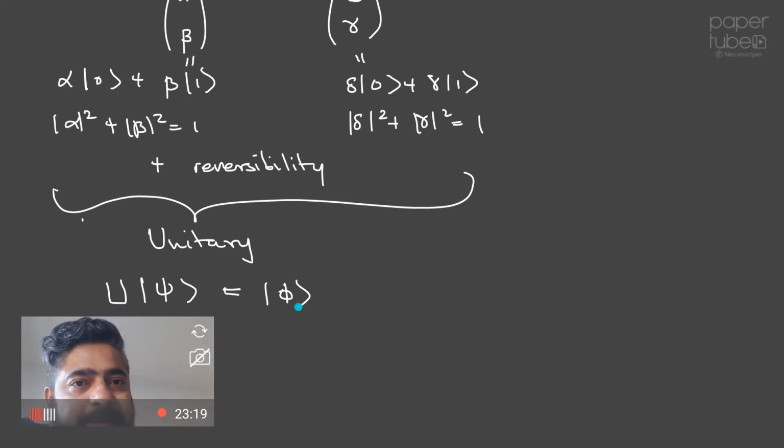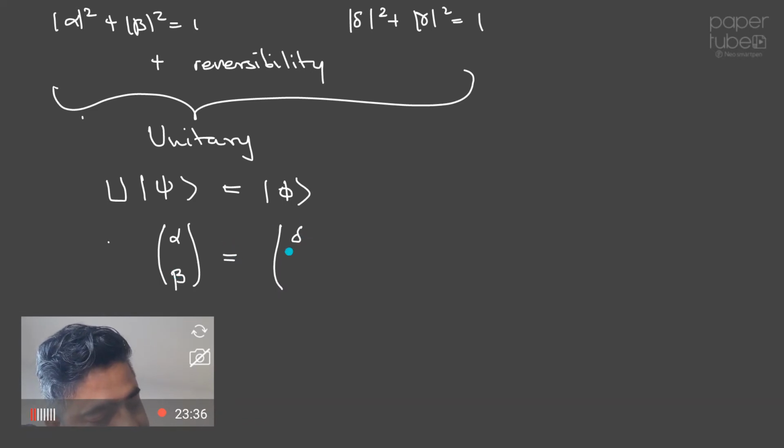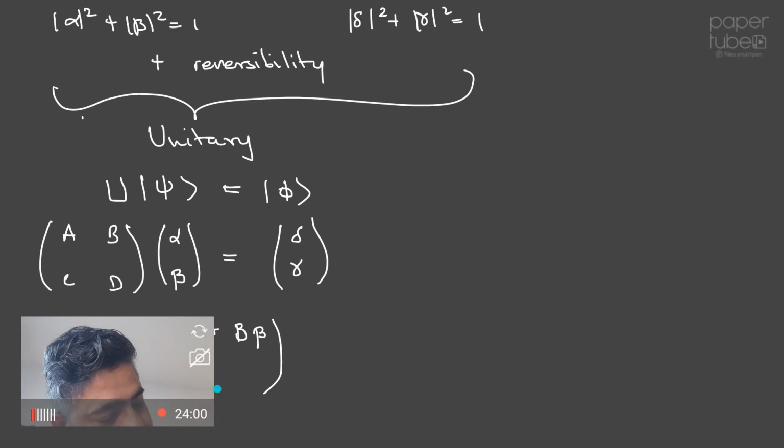And a transformation is unitary if, well, first of all, let's discuss what this transformation looks like. If this thing is a vector like this, and this thing is a vector like this, then the unitary is just a matrix. Let's write it as A, B, C, D. And if we multiply the matrix out, then we get A alpha plus B beta, and C alpha plus D beta, which is equal to delta gamma.